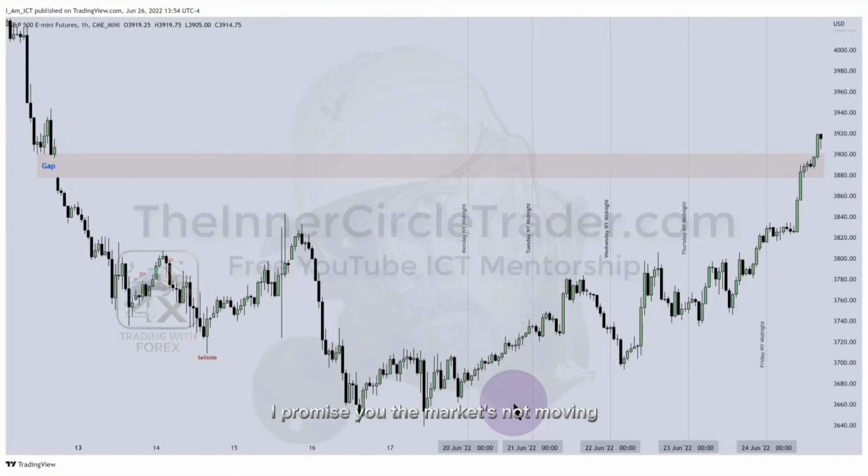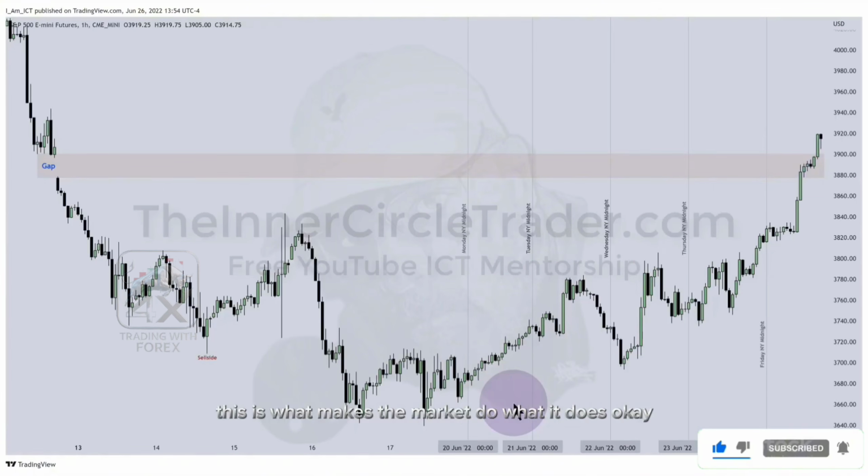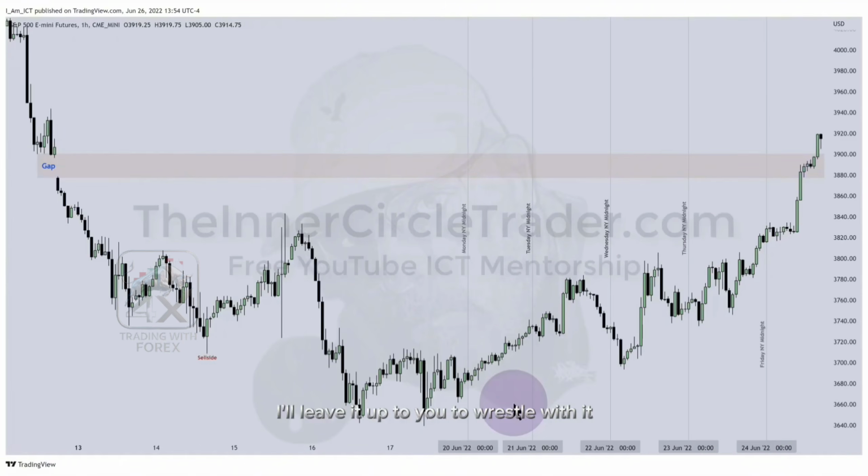I promise you the market's not moving and booking based on those interpretations. It's simply not. What I'm about to show you, this is it. This is what makes the market do what it does. This is how price books. I'll leave it up to you to wrestle with it, but I'm the one making money with these trades, and you're over there putting things on your charts, looking at those things and not price action. You're not even relating to how the market is going to deliver on a weekly profile.